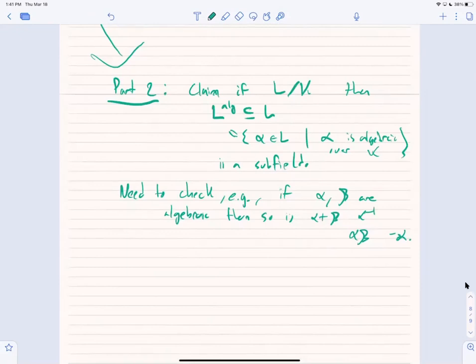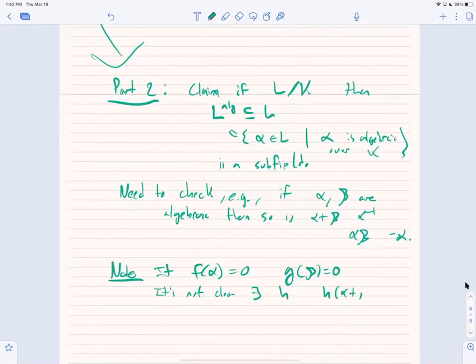So you just need to check that algebraic elements are closed under these operations. And just to point out, depending on how you think about this, it's not so obvious. If I just give you a polynomial f such that f(alpha) = 0 and a polynomial g such that g(beta) = 0, it's not clear there exists an h such that h(alpha + beta) = 0. It's not like I can say h(alpha + beta) is h(alpha) plus h(beta).